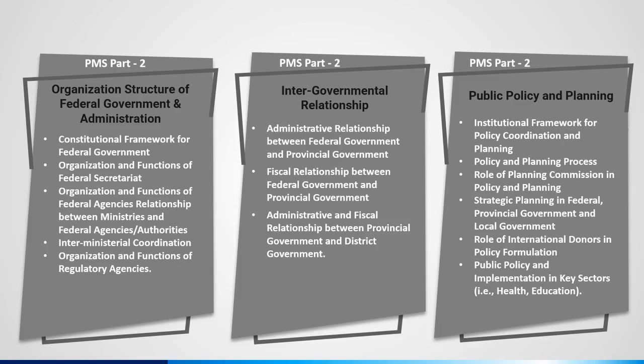Next chapter is Public Policy and Planning. The contents include institutional framework for policy coordination and planning, policy and planning process, role of planning commission in policy and planning, strategic planning in federal, provincial government and local government, role of international donors in policy formulation, public policy and implementation in key sectors, that is health and education.